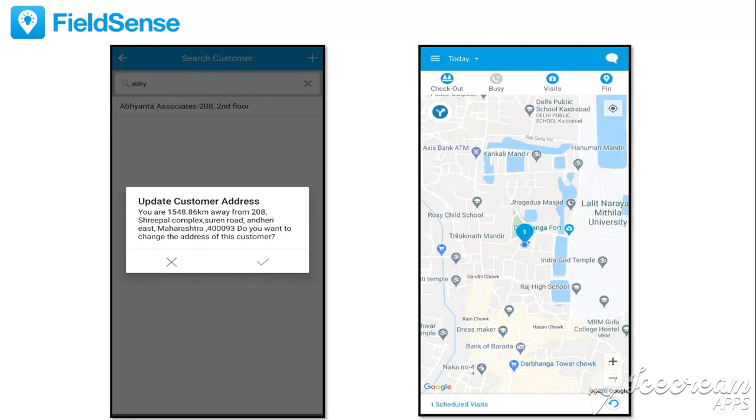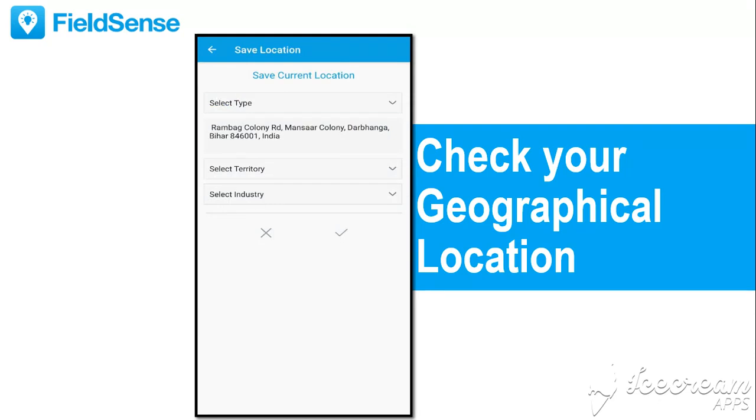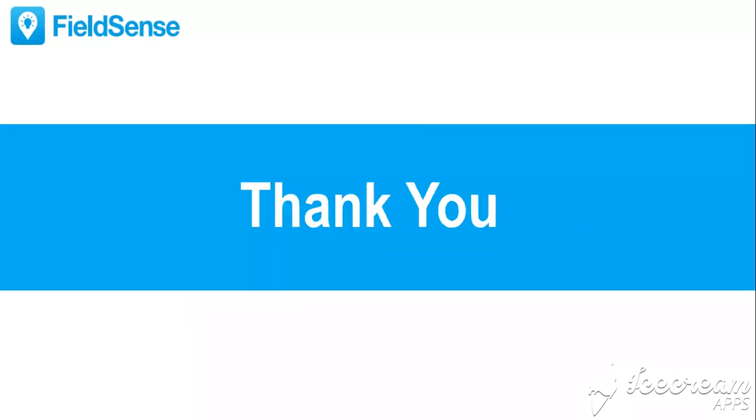Alright, and there is another way to check your geographical location. If you want to cross-check with your customer address, and you click on this pin icon, then you will be able to see your current geographical location. So this option will also help you to cross-check whether you are at the correct place or not, as per the geographical location.